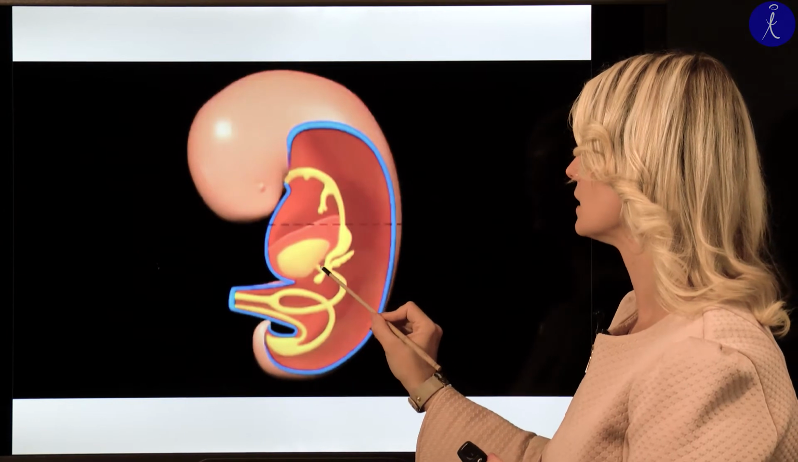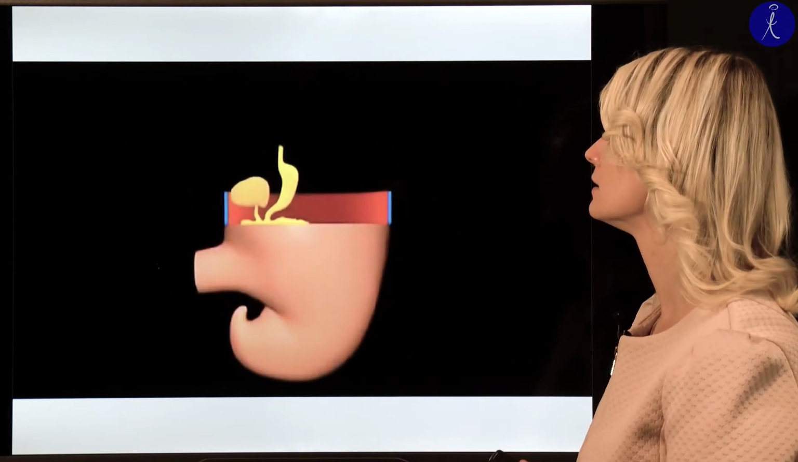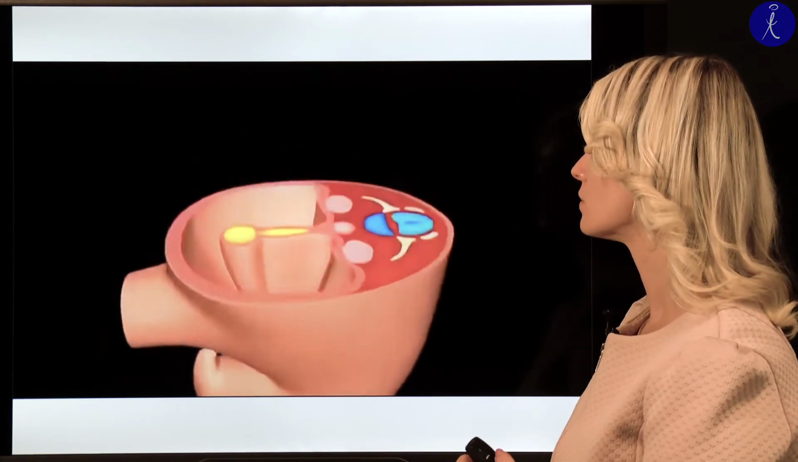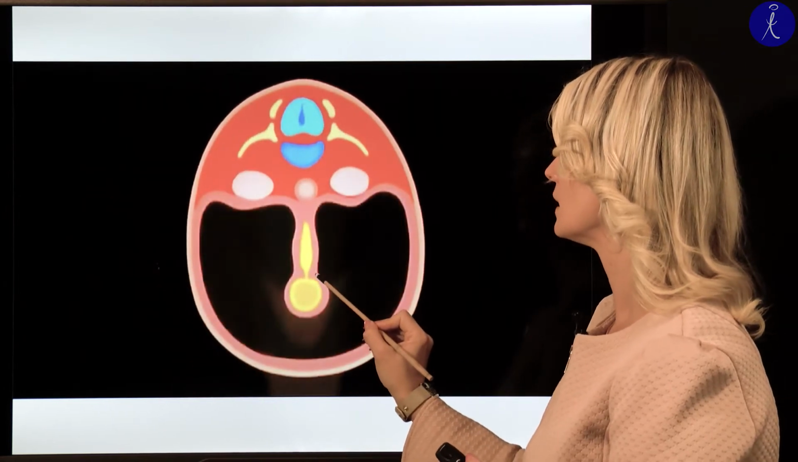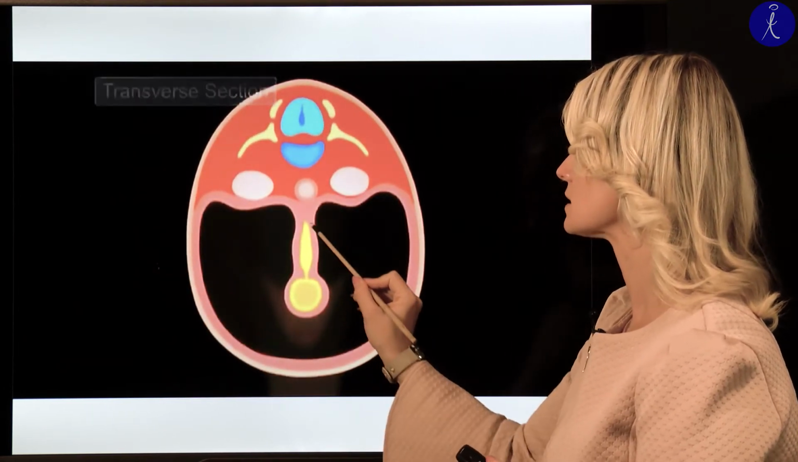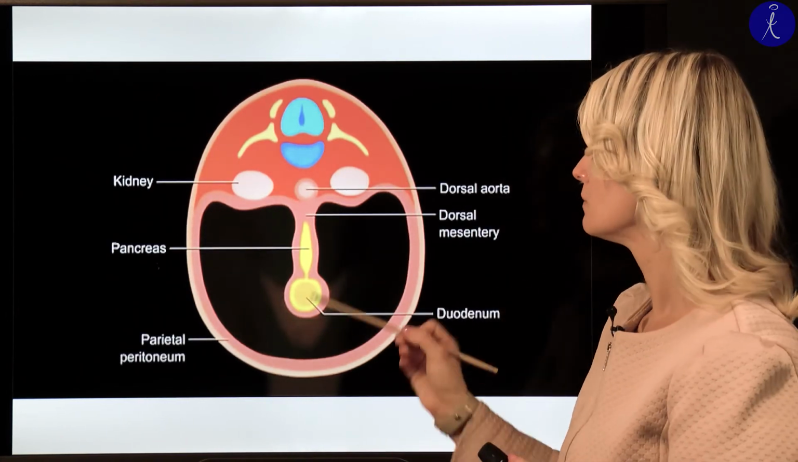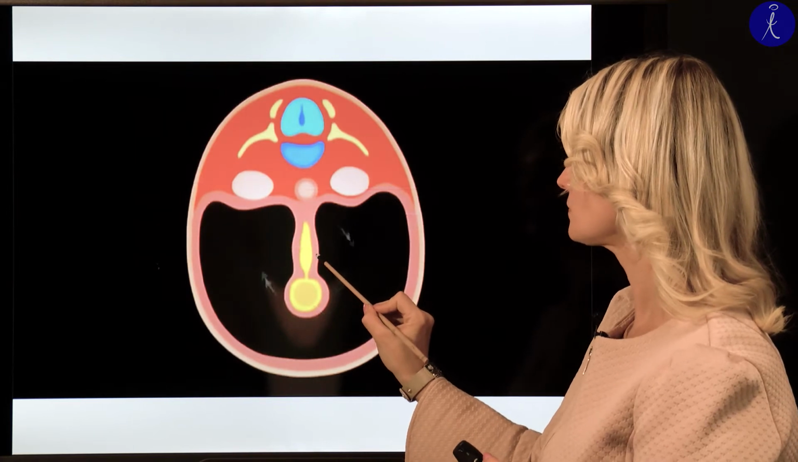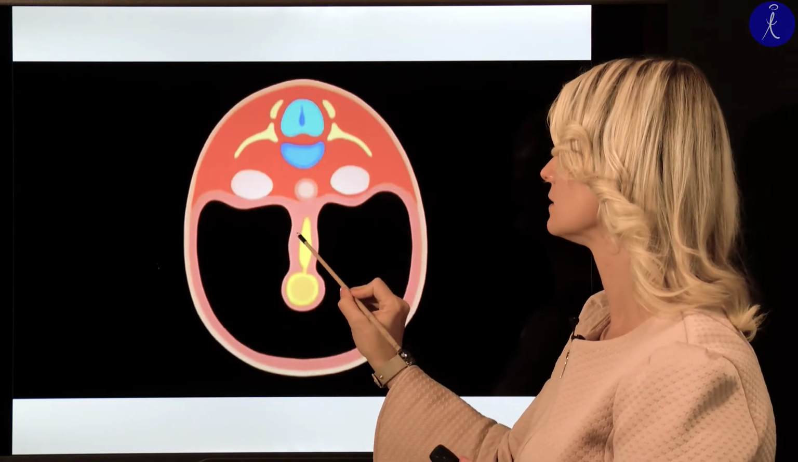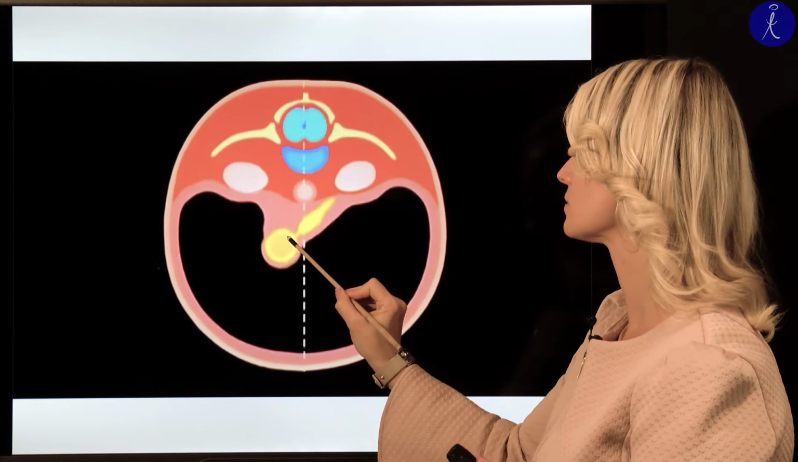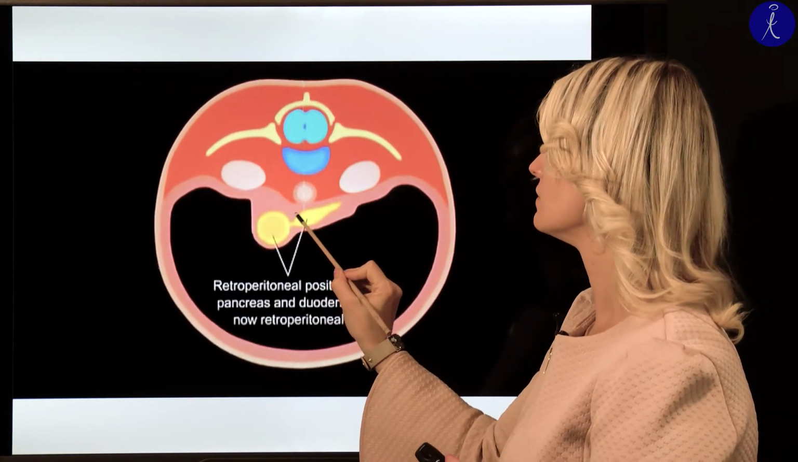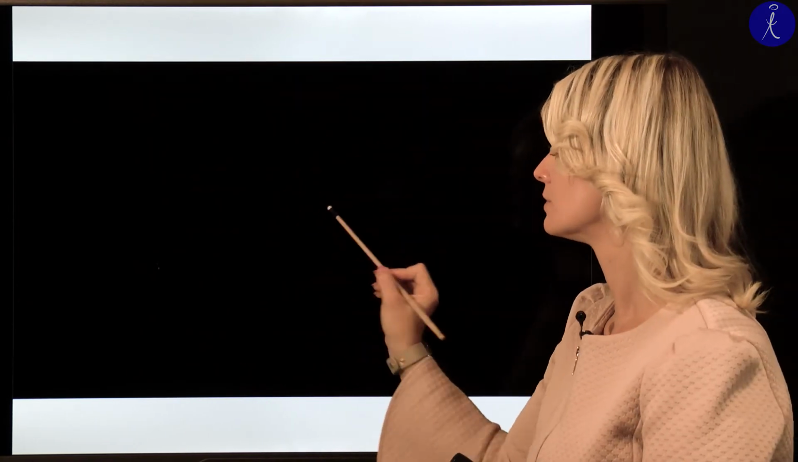It is also really important to understand that at first, the pancreas and the duodenum are not fixed to the posterior body wall. They are located in the dorsal mesoduodenum. But during the rotation, the pancreas and the descending and inferior horizontal parts of the duodenum will be fixed to the posterior body wall, and they will have a retroperitoneal position.